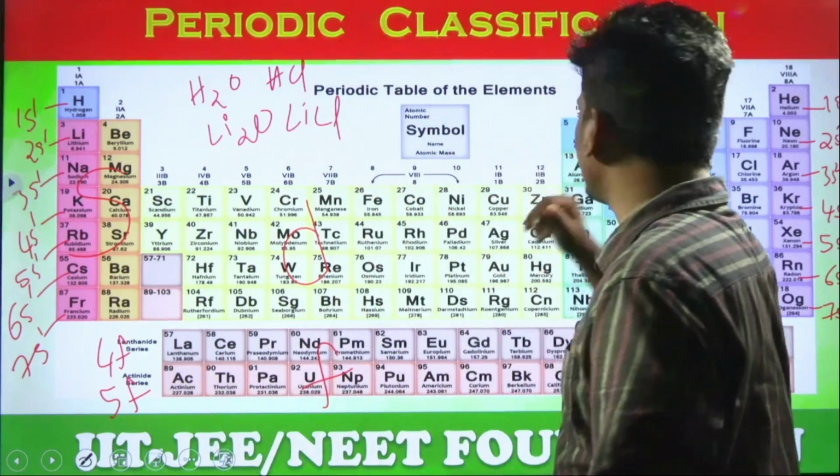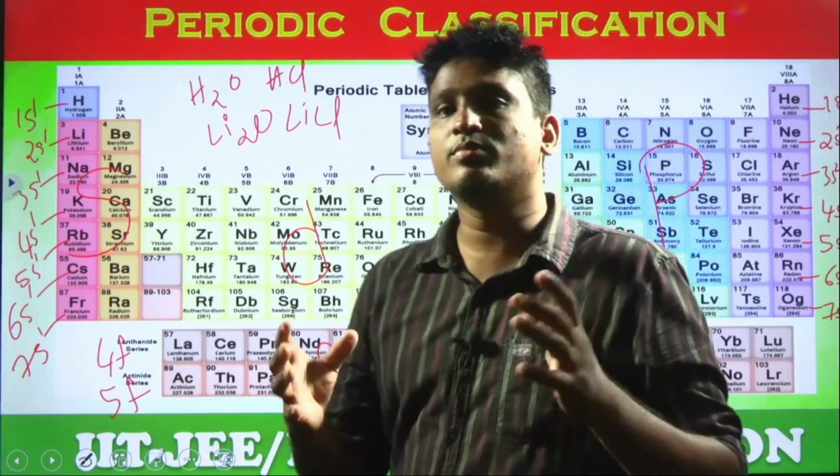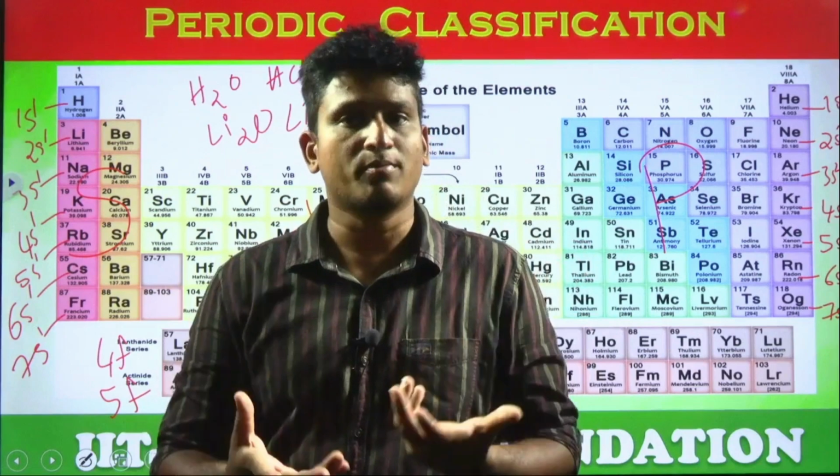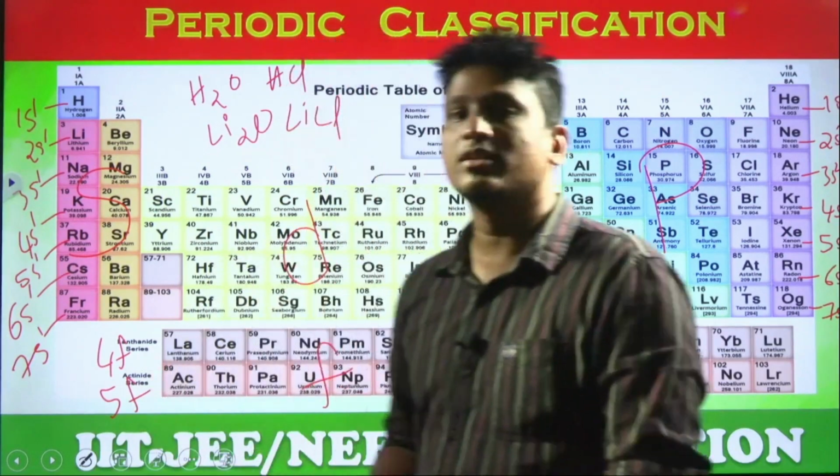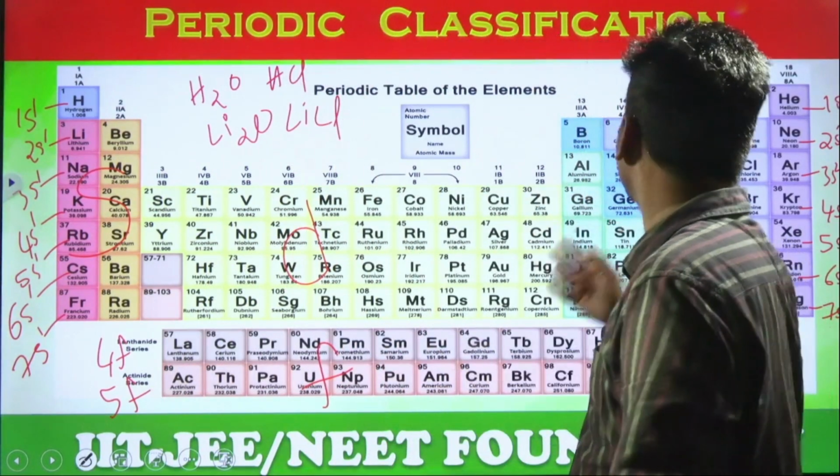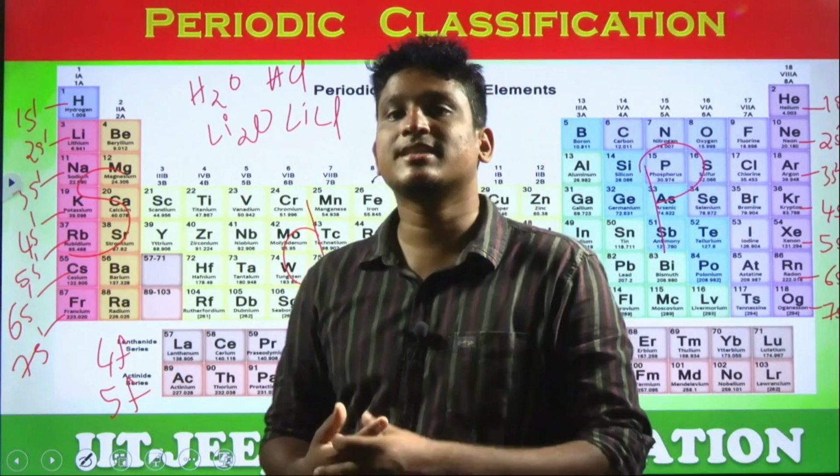Next, 15th group elements are called nicogens because these group elements form non-poisonous, suffocating gases, unbreathable gases. So nico means unbreathable. Next, 16th group elements are called chalcogens.